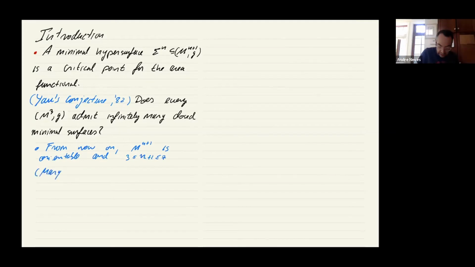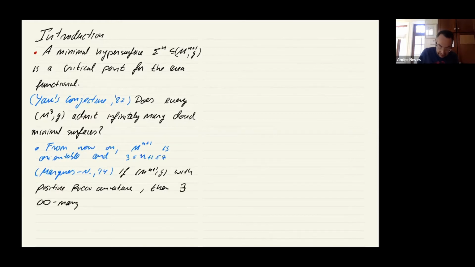The result I was mentioning, due to Fernando Marques and myself, is that if you take a manifold with positive Ricci curvature, then indeed you can find infinitely many closed minimal embedded hypersurfaces.